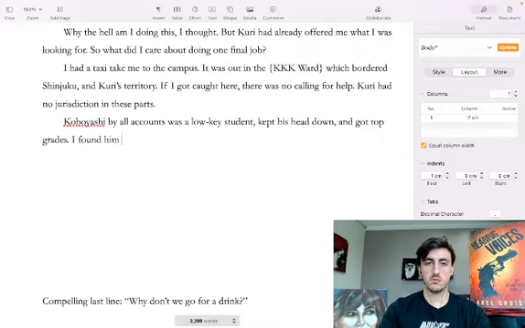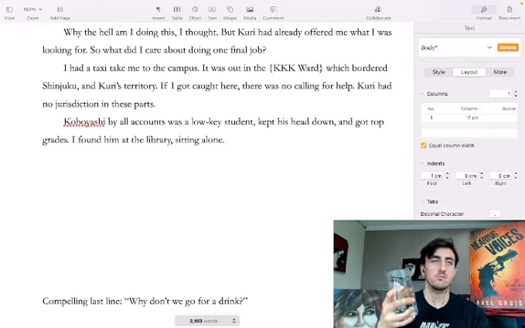Maybe he finds him at the library. Found him at the library, sitting alone. Maybe this kid is basically a loner because people know that he's connected to the Japanese mob, and therefore it's very hard for him to make friends. Everyone's afraid of him. It's got to be pretty tough if you're the son of a massive criminal. People fear you because that's just the nature of things, right?